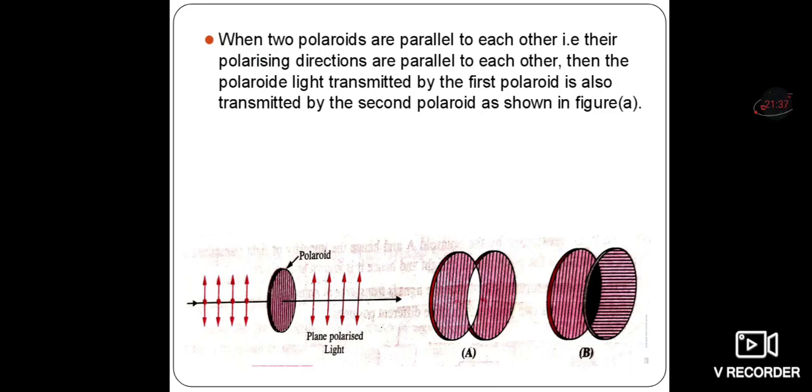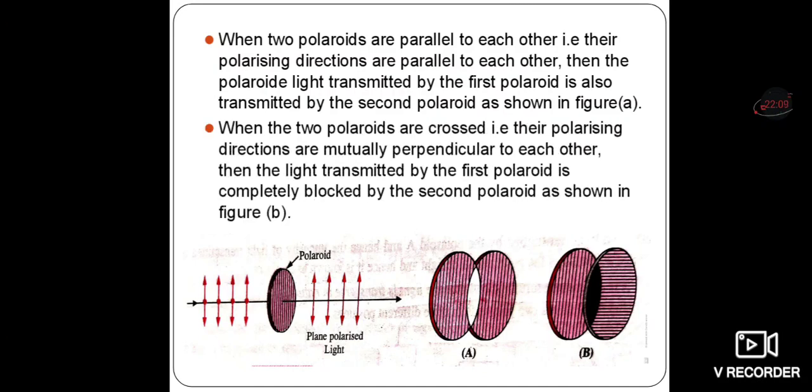When two polaroids are parallel to each other, that is, their polarizing directions are parallel, then the polarized light transmitted by the first polaroid is also transmitted by the second polaroid, as shown in figure A. So in figure A, both polarizing directions are parallel to each other, and whatever polarized light is transmitted by the first polaroid will be transmitted to the second one without any loss.